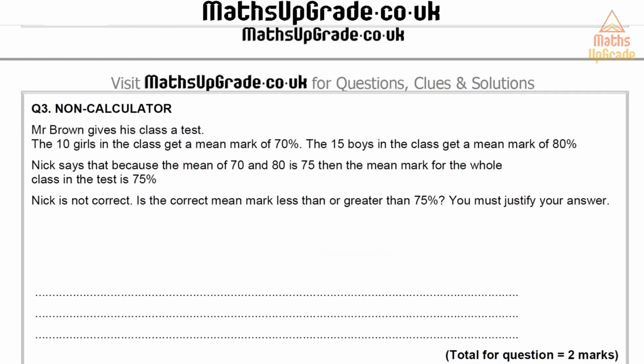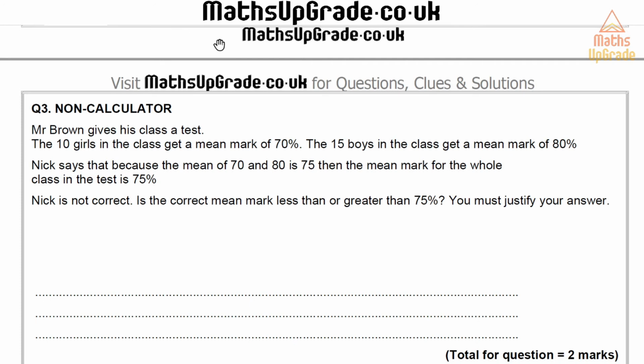In question 3, we're told that a class is given a test. 10 girls in the class get a mean of 70%. The 15 boys in the class get a mean of 80%, so there's more boys than girls and they get a higher mean. Nick says that because the mean of 70 and 80 is 75, then the mean for the whole class is going to be 75%. We're told this is not correct, but we need to work out whether the mean will be less than or greater than 75%, and we've got to justify our answer for 2 marks.